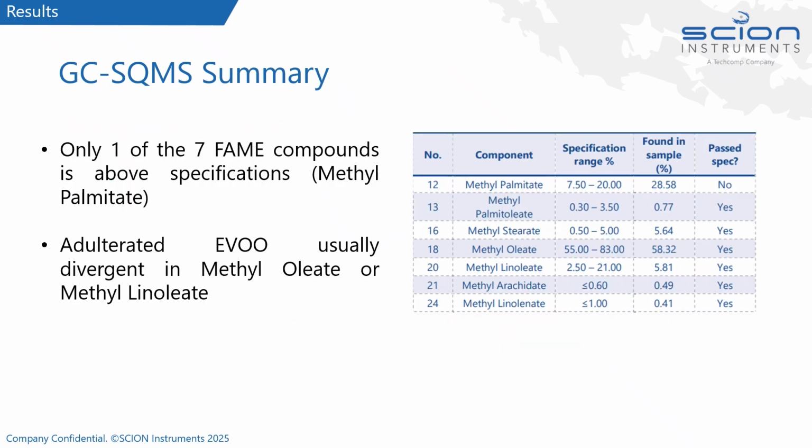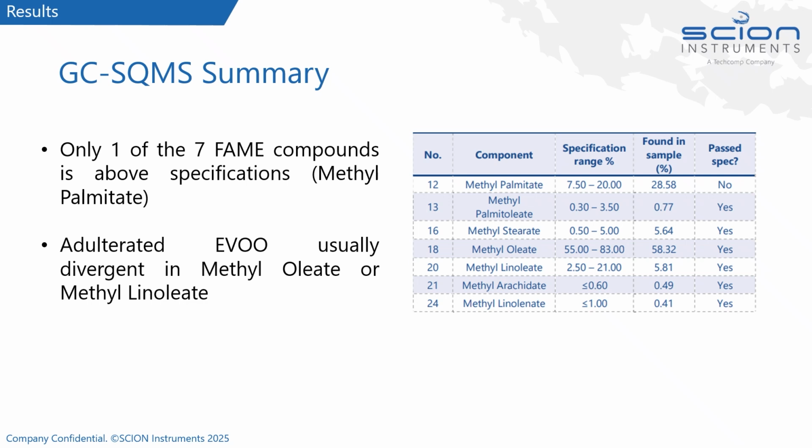So we were then able to compare the composition of identified FAMEs from the EVO sample with the specifications. From the amounts on the previous page, the microgram per mL, we were able to convert this into the percent found in the sample using the mass of the olive oil, and then we could compare this with the specification range. Only one of the 7 FAME compounds that were found within this sample is above specifications. This was methyl palmitate. When an EVO is suspected to be adulterated, it mostly results in divergent methyl oleate or methyl linoleate content, but not methyl palmitate.